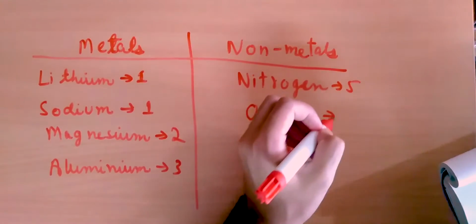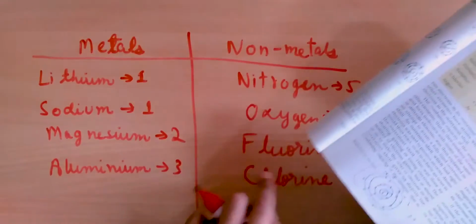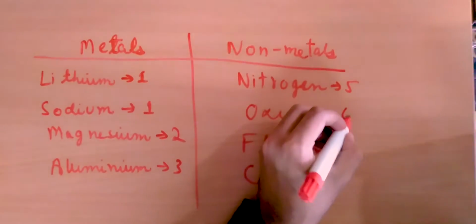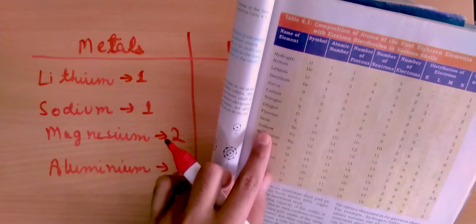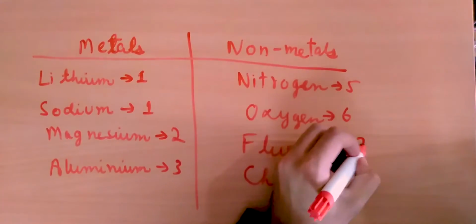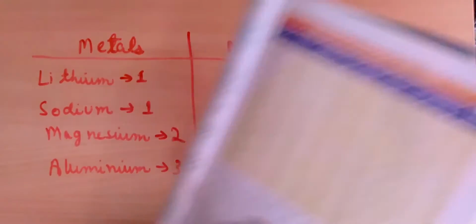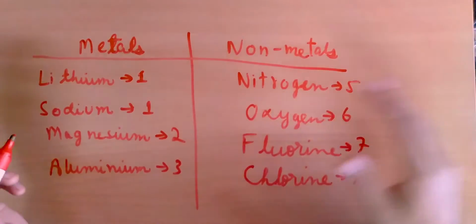This is something that even you can look up in the table and it will make things clearer. Oxygen here has 6 electrons in its outermost shell. Next is fluorine. Fluorine has 7 electrons, and chlorine lastly has again 7 electrons in its outermost orbit or shell.